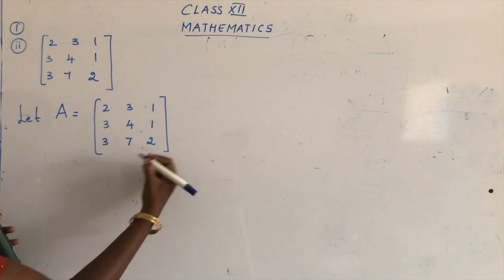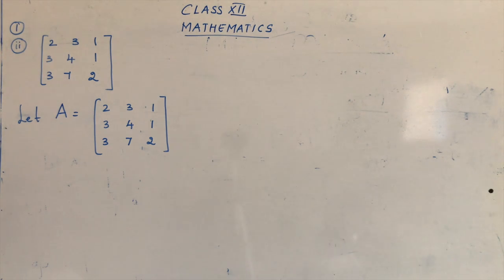Okay, so we have assigned a matrix, that is A is equal to 2, 3, 1, 3, 4, 1, 3, 7, 2. So what is the next thing? We are going to find out the cofactor. That is, the question is to find the adjoint. So what is the first step? Find the cofactor. And what is the second step? Find the transpose of the cofactor.